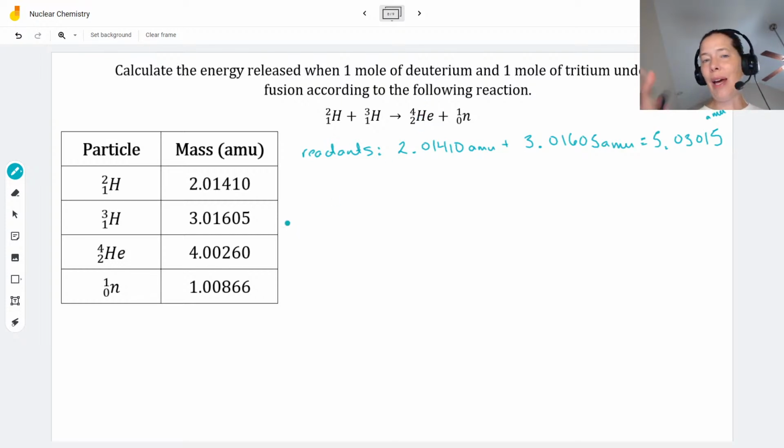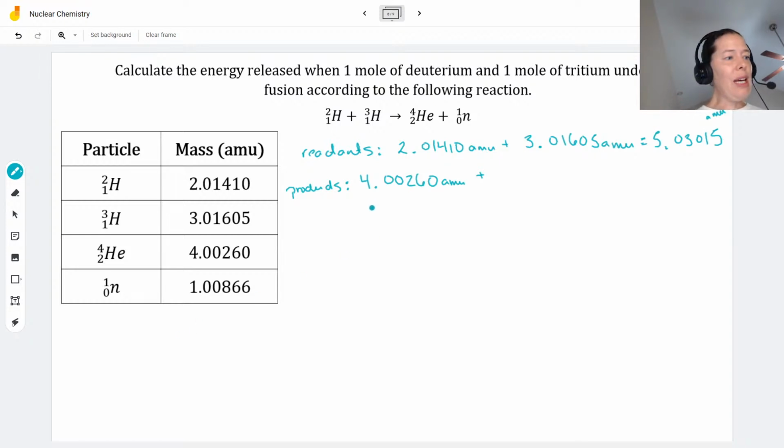So I've got my helium atom, or my alpha particle. All right, so this is products. That is going to be 4.00260. This is where it's really important that you can measure these masses out to many decimal places, because we're going to see that the difference in mass is actually really, really small.